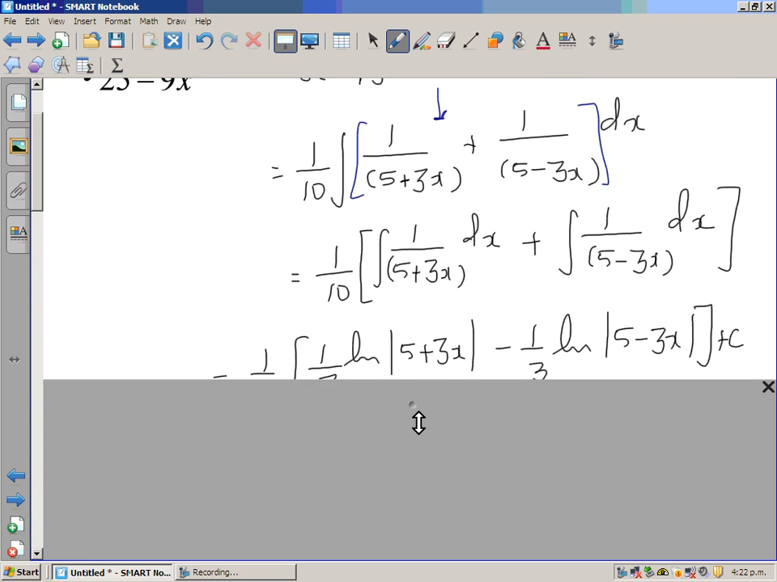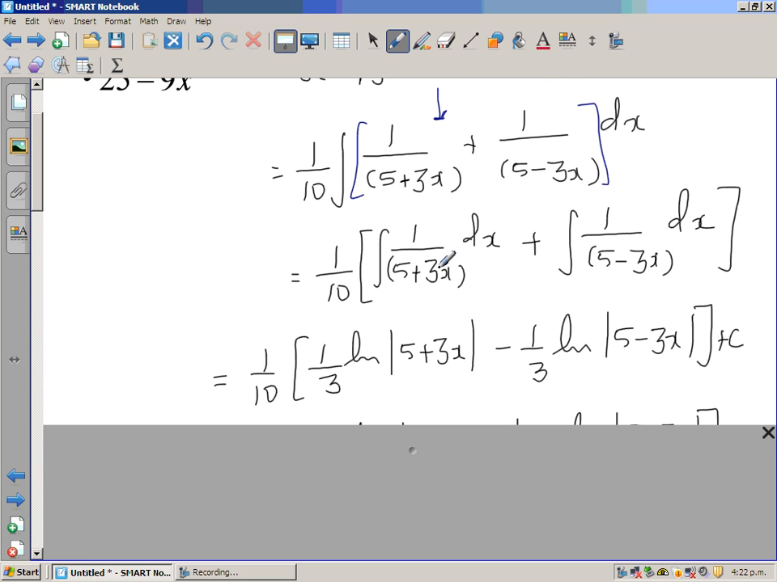Now this is where the coefficient of x is 3. So suppose you were differentiating this, you would have multiplied by 3. So as you're integrating, you're dividing by 3. So that's why you have to multiply by 1/3.